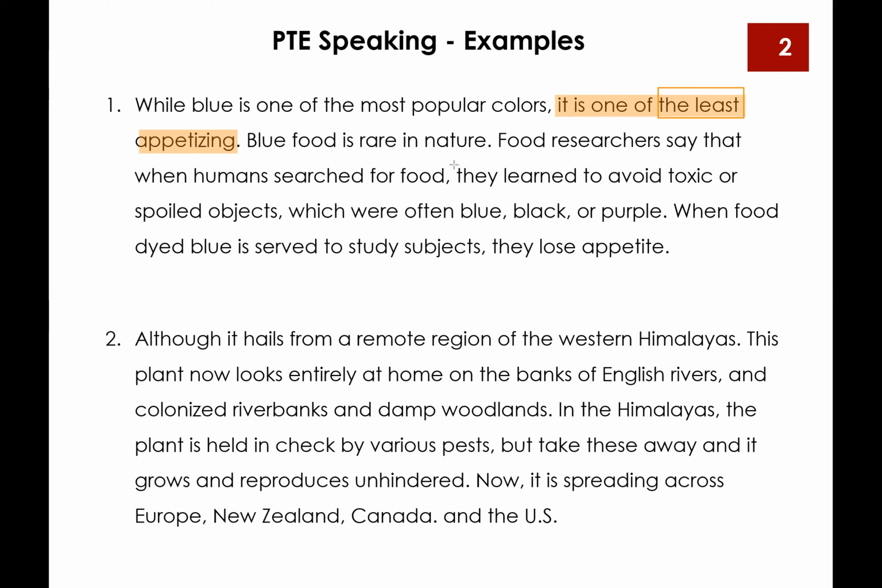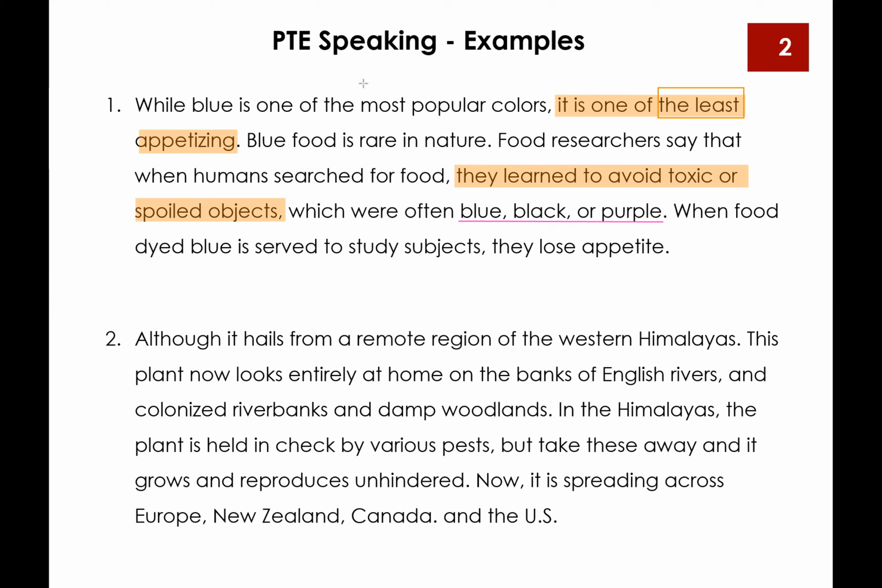So where is our independent clause? "They learn to avoid toxic or spoiled objects," right? And whenever we have a list of items, we want to make sure we don't keep going down in our tone, because "blue, black, or purple," if you keep going down, there is nowhere to go but down. And it seems very monotonous or you're very bored. So we have to go up in order to come down. All right. So these are some of the main points.